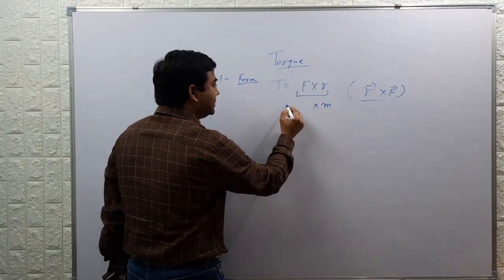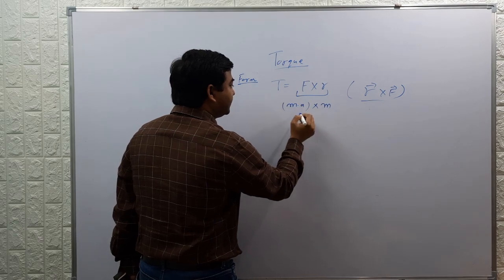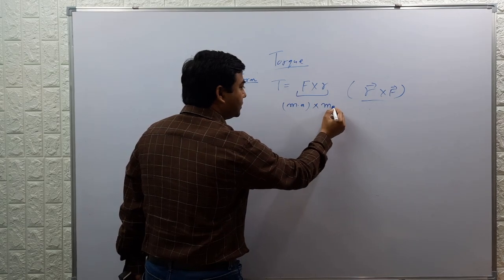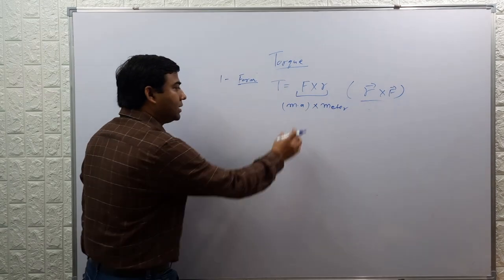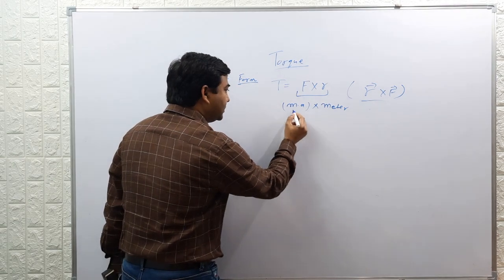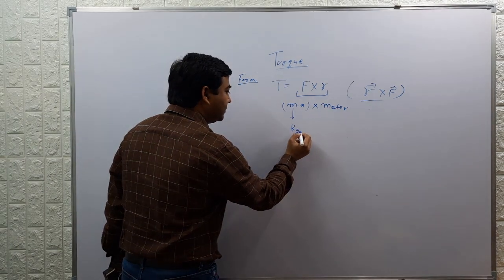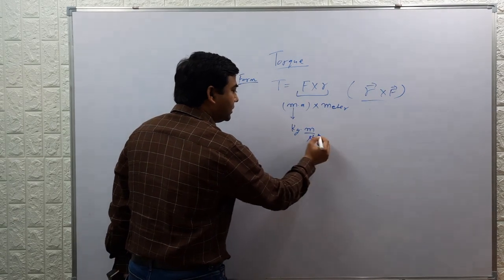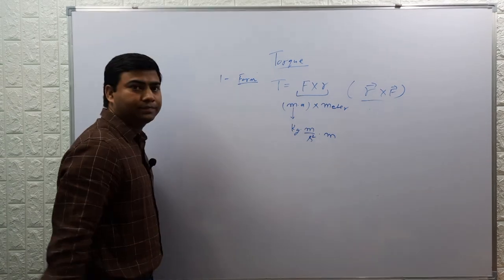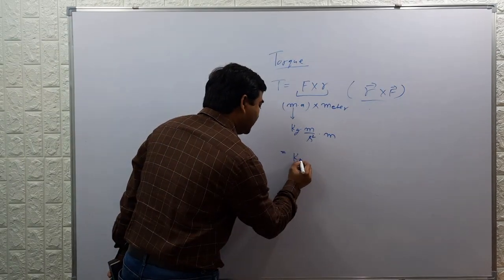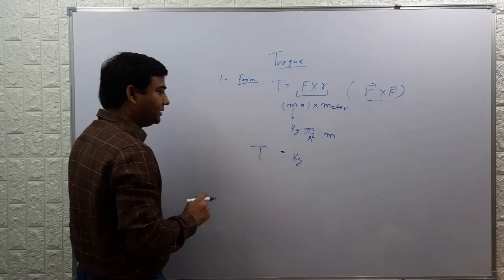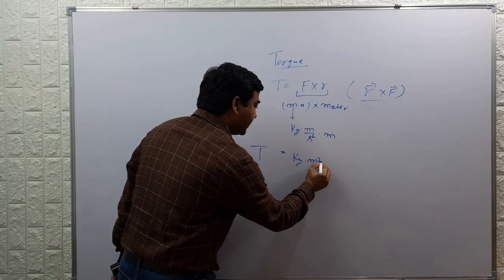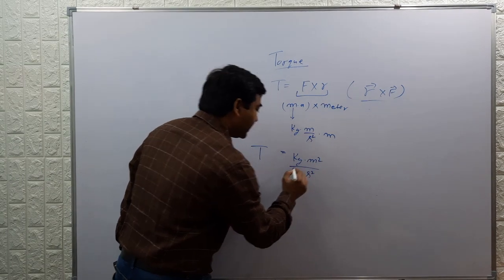Now force is mass into acceleration, m into a. The unit of mass is kilogram, the unit of acceleration is meter per second square, into meter. So in terms of base units, we have found the unit of torque as kilogram meter square per second square.